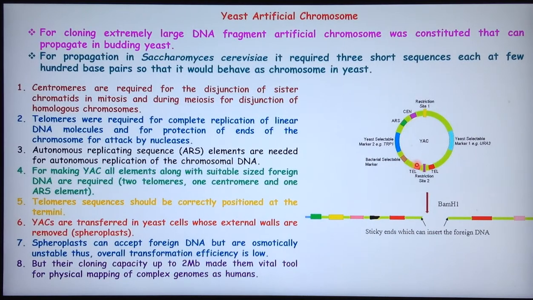And we can see all these elements are present in this YAC clone. YAC was also used for cloning and sequencing of the human genome. And the inserts in single YACs can be processed for a hierarchical shotgun sequencing approach.